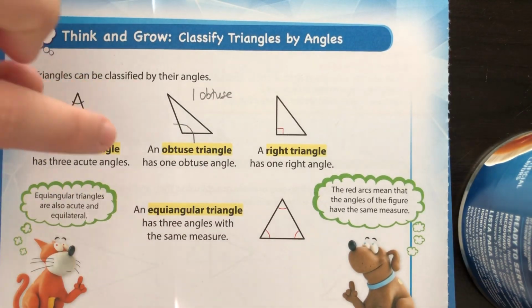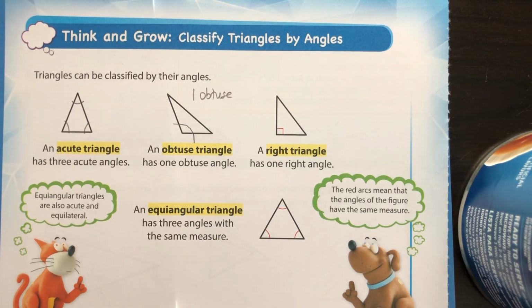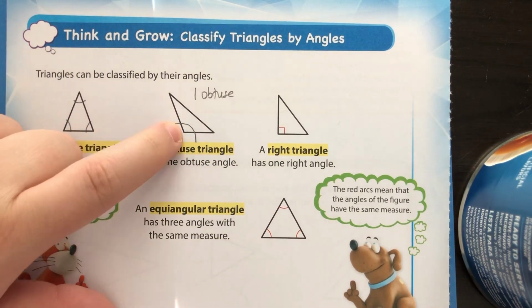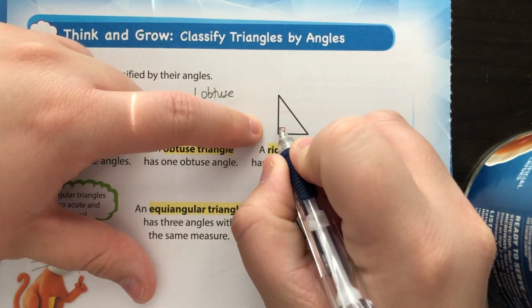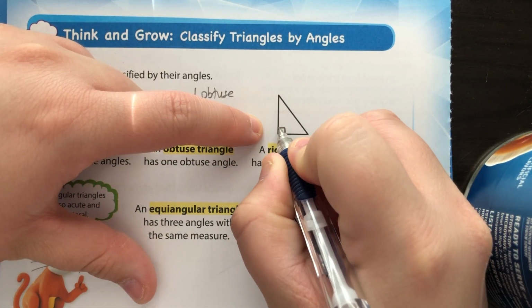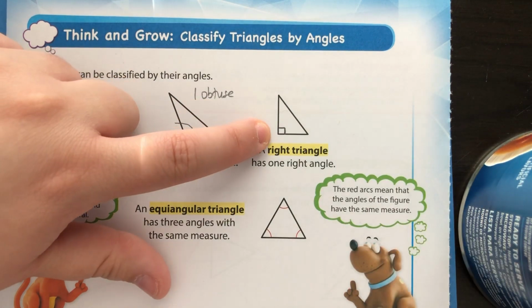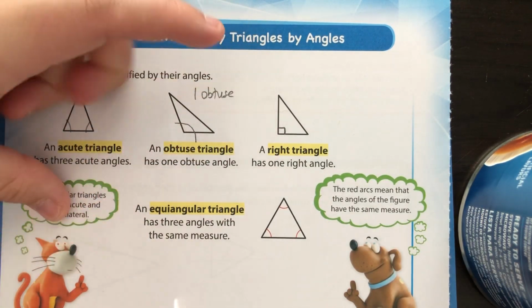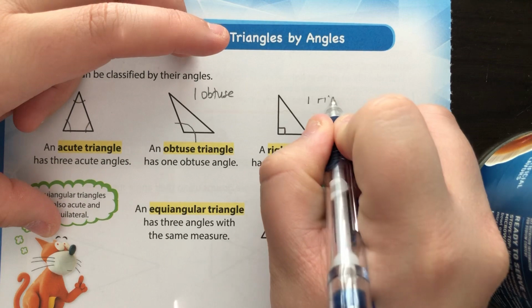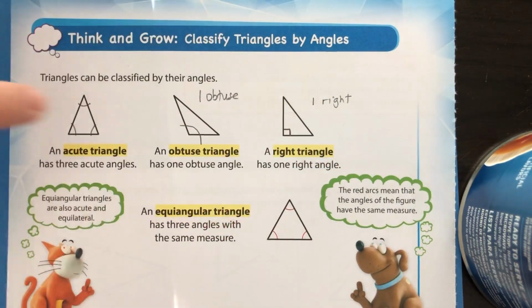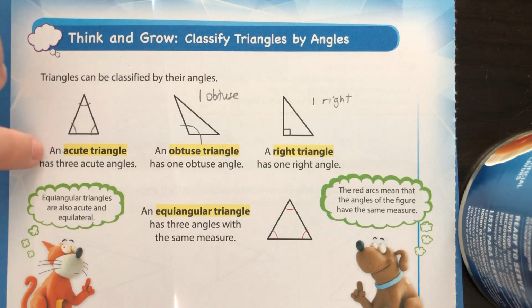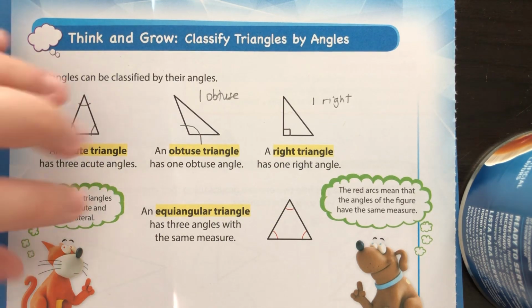So in order for a triangle to be obtuse, it only has to have one obtuse angle, which is this one right here. Then there's a right triangle, which, just like the name says, has a right angle in it, and they symbolize it with that little square corner. It also can only have one right angle. So the only one out of these three that can have more than one of itself is the acute, where all three are acute.